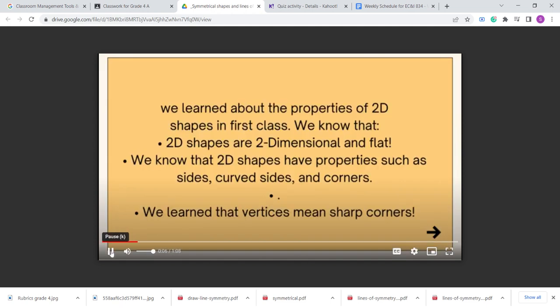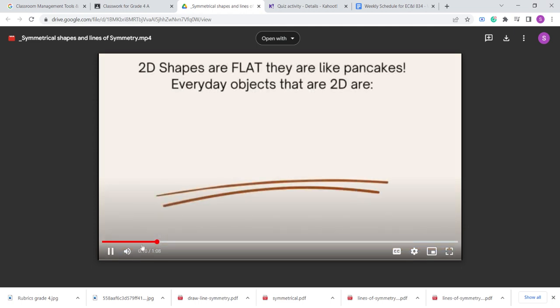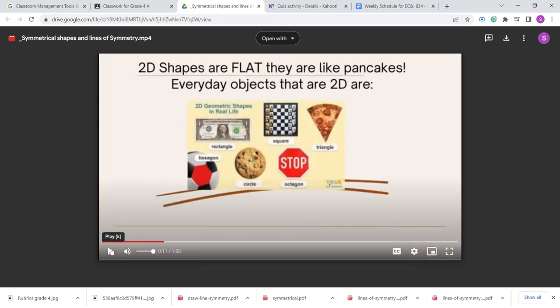Here is the small definition of the two-dimensional shapes that I discussed in my first lesson, first course module. And in this video I mostly added real life examples because most of the students can easily learn from real life examples. In order to learn easily, I put all real life examples in my video.